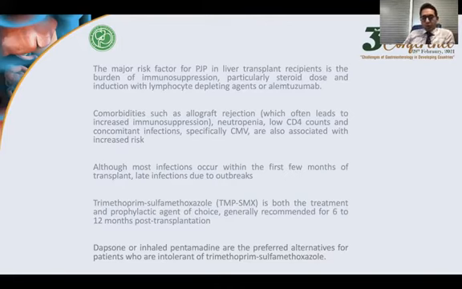Septra is both the treatment and prophylactic agent of choice for PJP, generally recommended for 6 to 12 months post-transplant. This is what prophylaxis is. Dapsone or inhaled pentamidine are the preferred alternatives for patients who are intolerant to Septra.